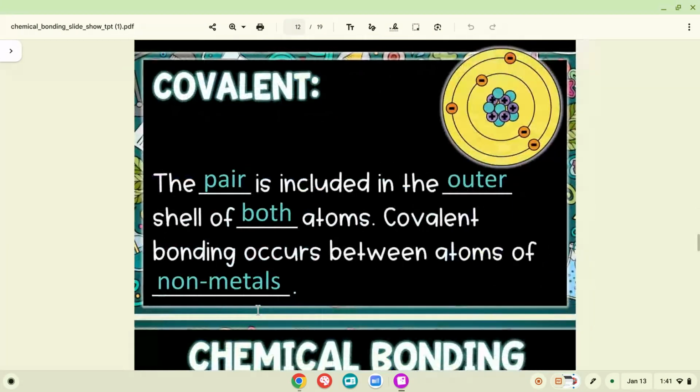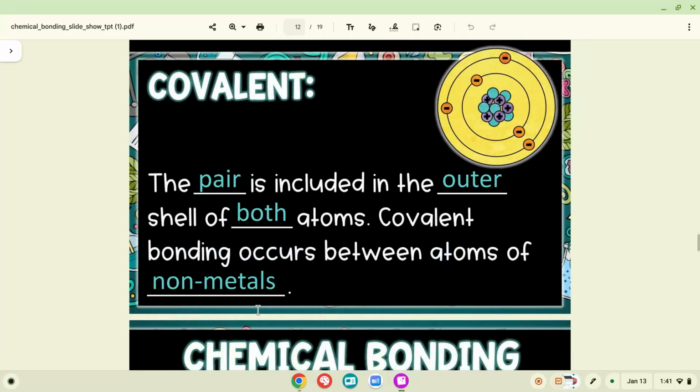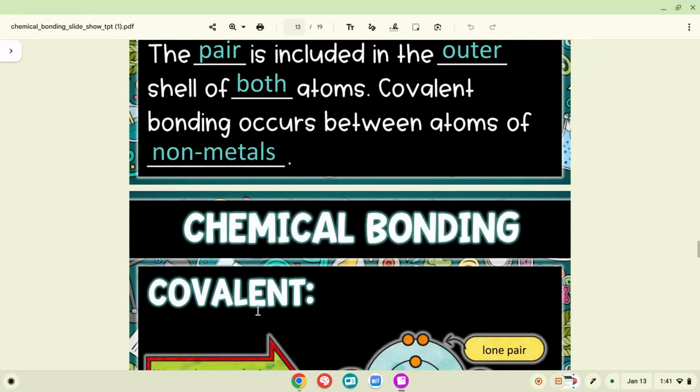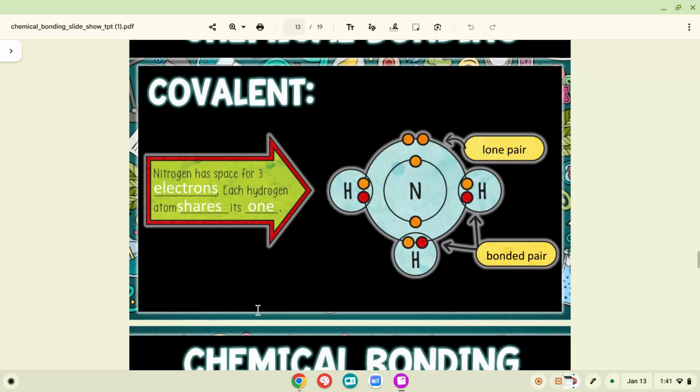But in the case of covalent, they are sharing it. Covalent is, both are not metals, okay? If there's a metal, it's not really covalent. So, for example, here we have NH3, which I think is actually called nitrate or nitrite. We'll have to fact check that later.